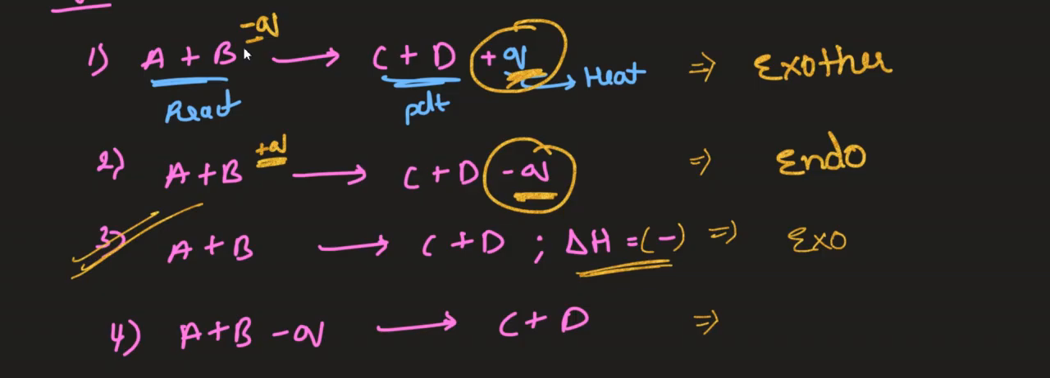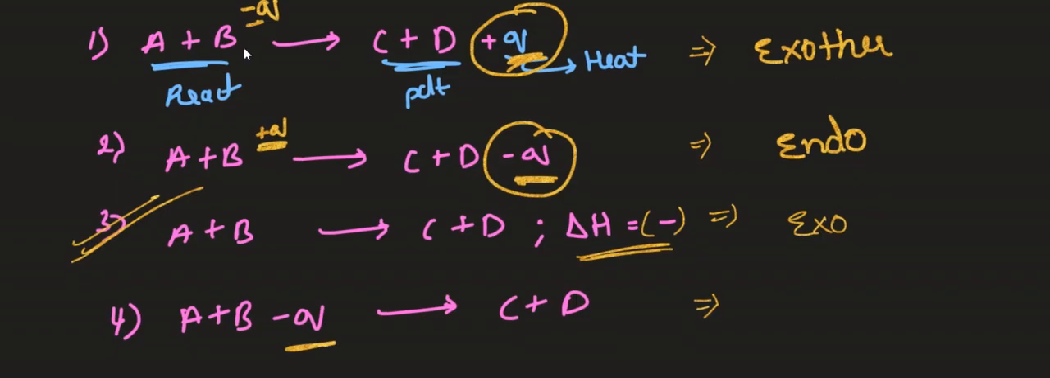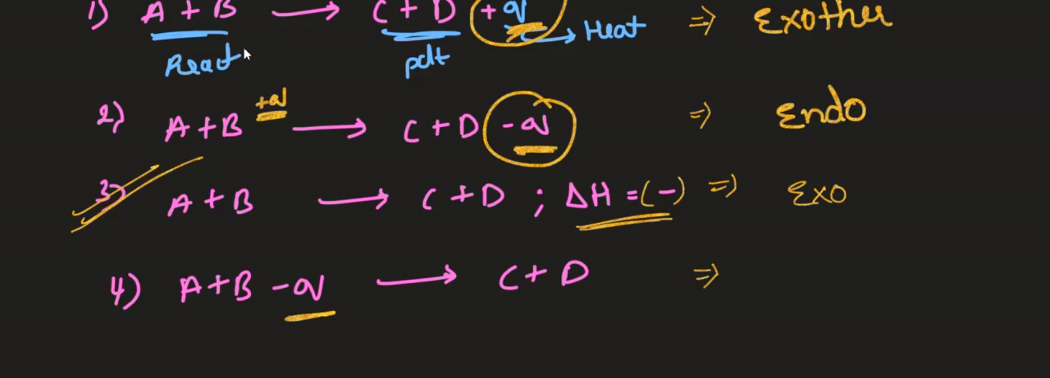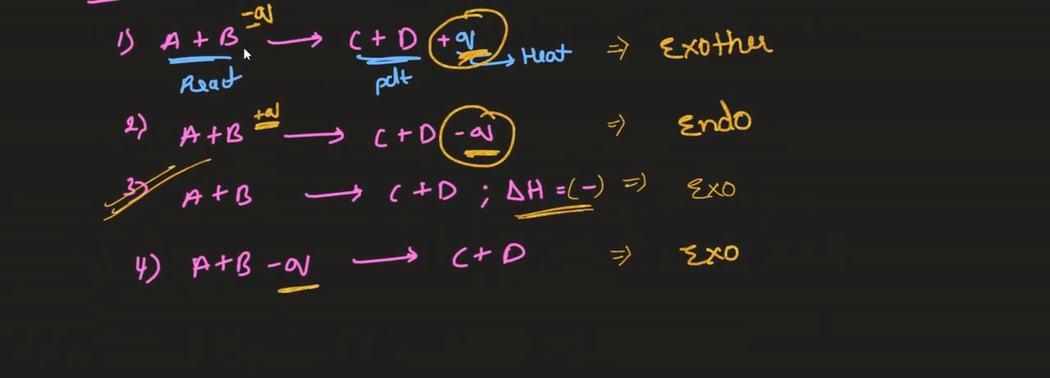Coming to the fourth one, the heat is obviously already provided on the left side. Just by seeing the left side, you can identify the heat. Minus indicates what the reaction belongs to? The given example belongs to exothermic reaction. I hope you understood how to find out exothermic and endothermic reactions. Right, now moving to the next one.